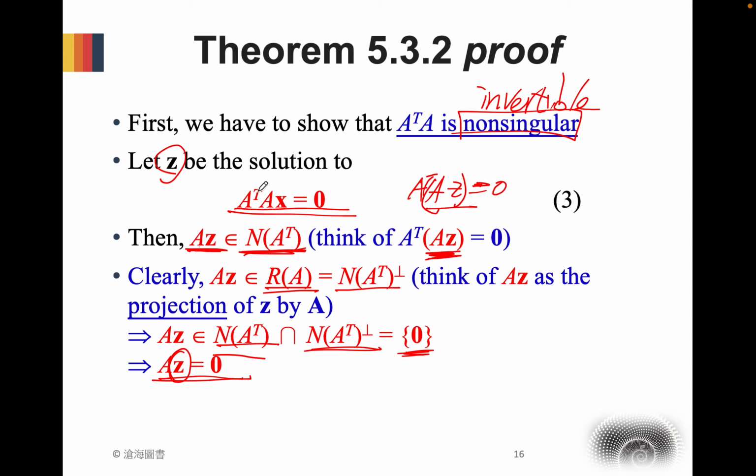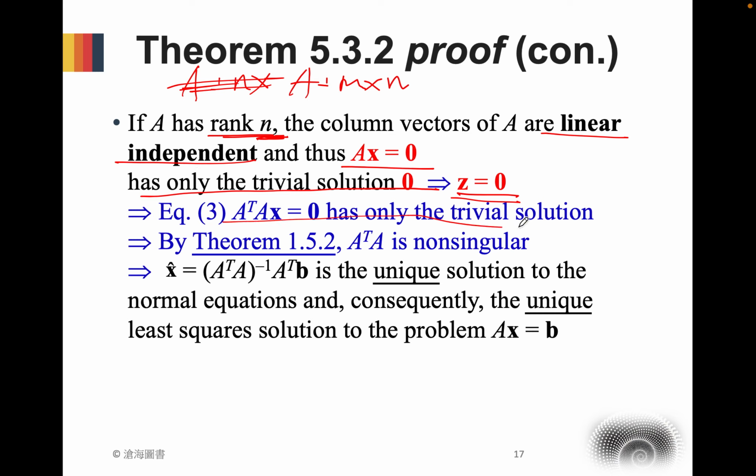That means A transpose A z equals 0 has only the trivial solution. Right? So by theorem 1.5.2, if we take A transpose A as a matrix, and this matrix times x equals 0 has only the trivial solution, that means A transpose A is non-singular. So that we can write down this formula to calculate the unique least square solution.